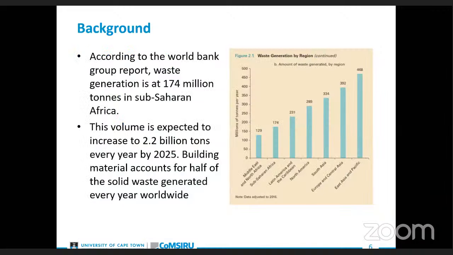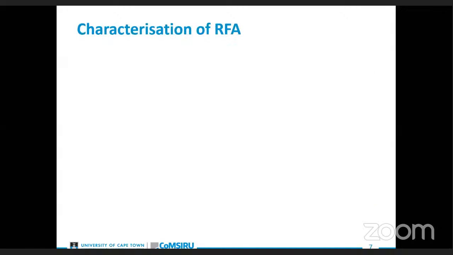Now, just to show how much recycled material is around, statistics by the World Bank Group estimate that waste generation is at 174 million tons just in sub-Saharan Africa, and this volume is expected to increase to 2.2 billion tons every year by 2025. Building material itself, or construction and demolition waste, accounts for about half of the solid waste generated every year.